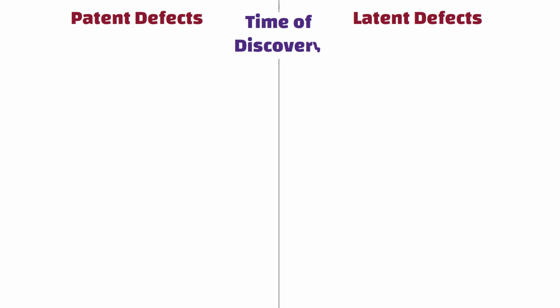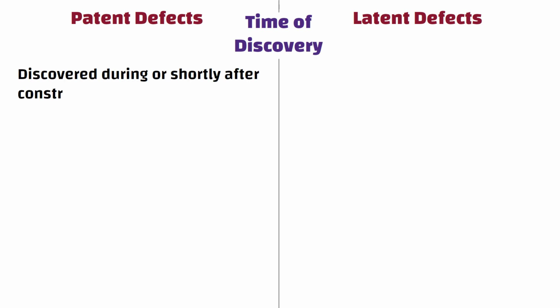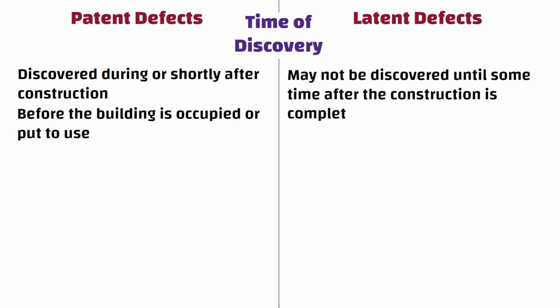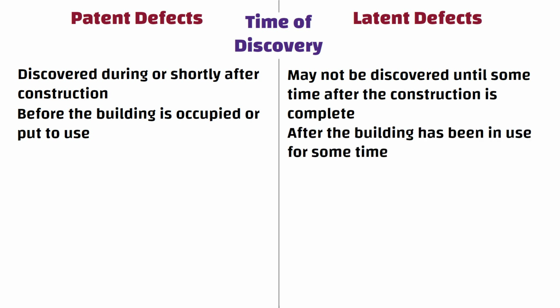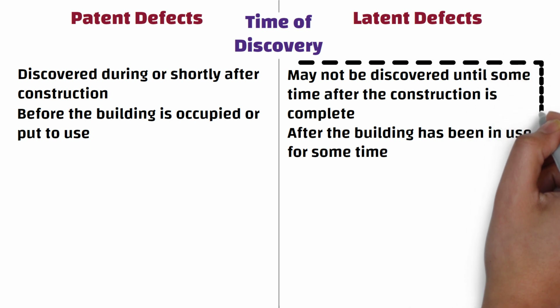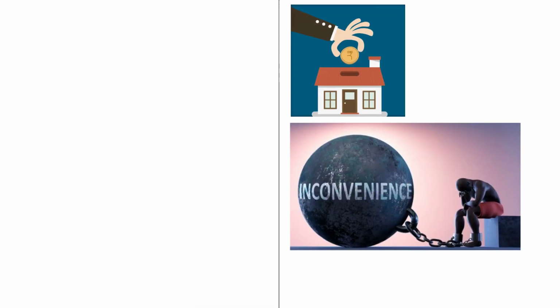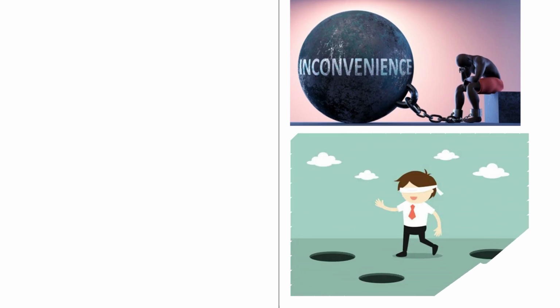Time of discovery: patent defects are usually discovered during or shortly after construction, before the building is occupied or put to use. Whereas latent defects may not be discovered until some time after the construction is complete, usually after the building has been in use for some time. This delay in discovery of the defect can result in additional cost and inconvenience to the building owner as well as potential safety hazards.